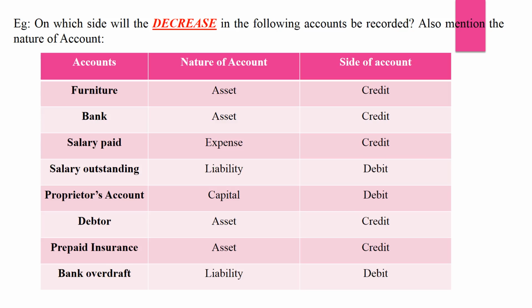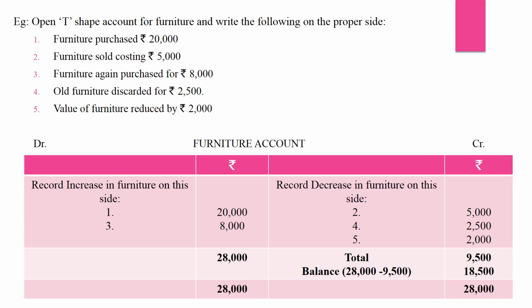Next is your bank overdraft. Bank overdraft is a liability for the firm, and decrease in bank overdraft will be recorded on the debit side of bank overdraft account. Okay, now I have taken an example of furniture account. So open the T-shape account of furniture and write the following on the proper side. Furniture purchase. In this transaction furniture is increasing. So I wrote on the debit side, increase in furniture 20,000. So transaction number 1, debit side.